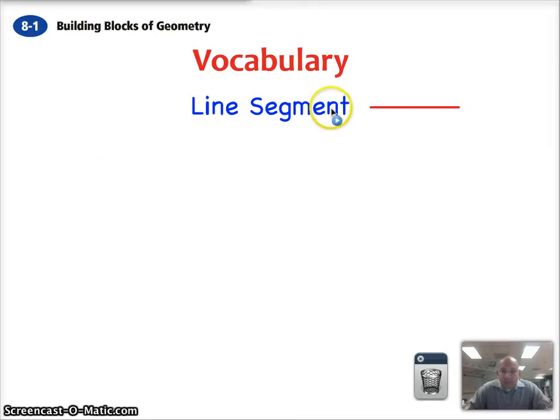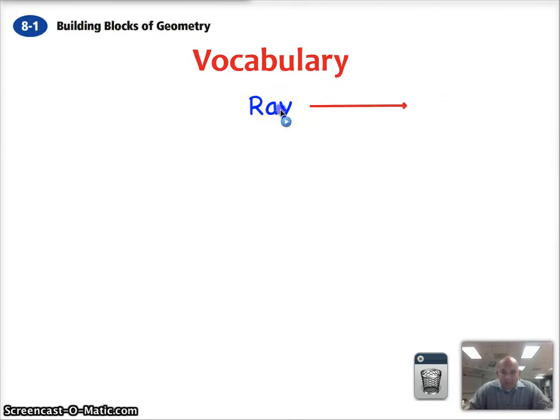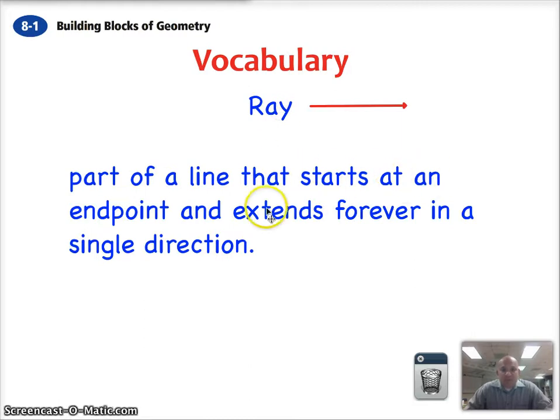Line segment. We know what a line is. A line segment is part of a line made up of two endpoints and all the points in between them. So if we look at the line segment here, it does not extend in opposite directions forever. It has an end on this side, has an endpoint on this side. That's a line segment. Ray. A ray is part of a line that starts at an endpoint and extends forever in a single direction. Here's the endpoint. We have one arrowhead indicating that it extends forever in that one direction.